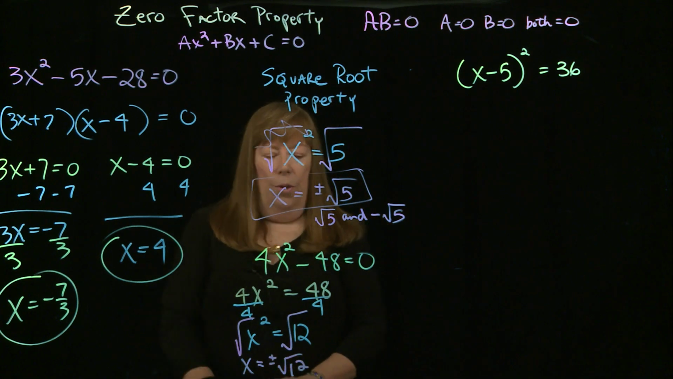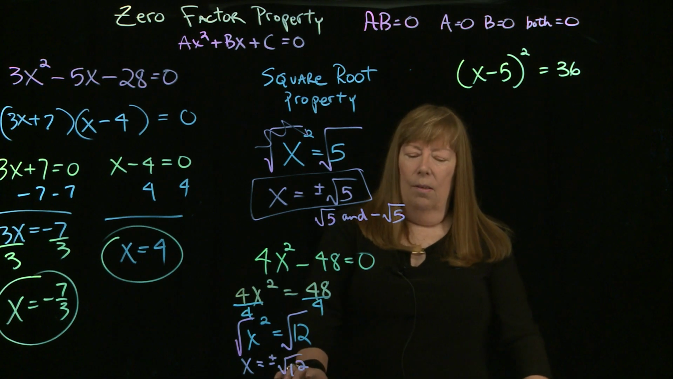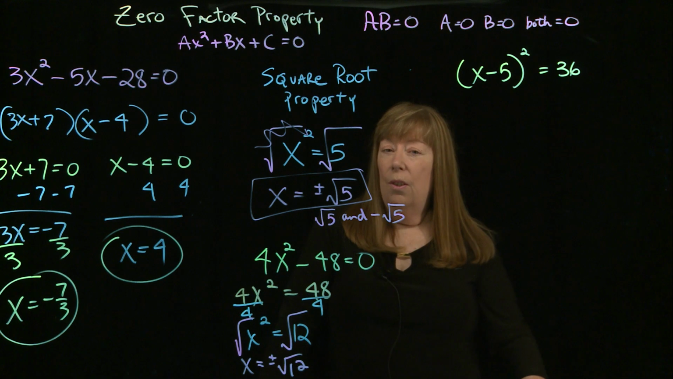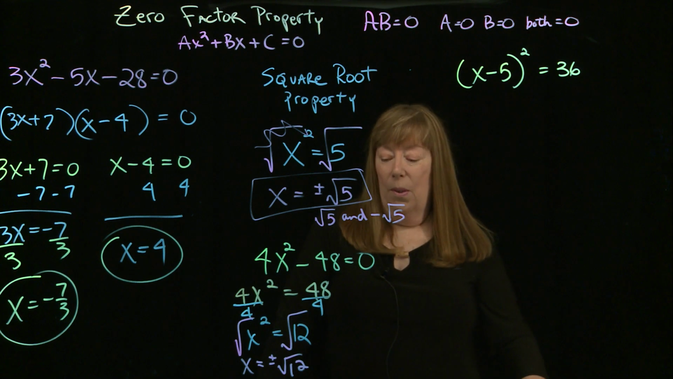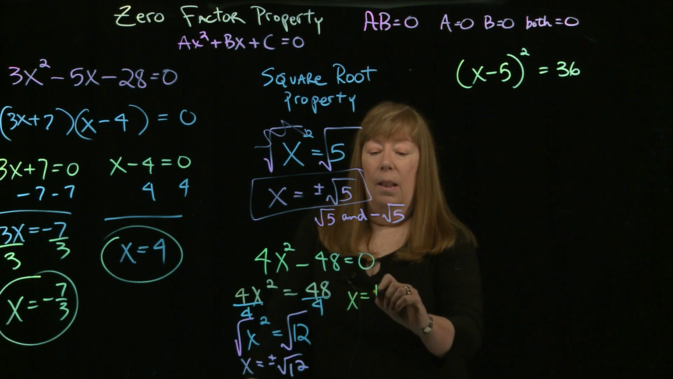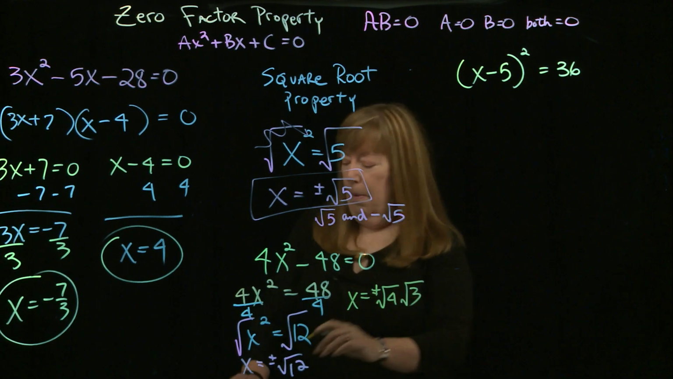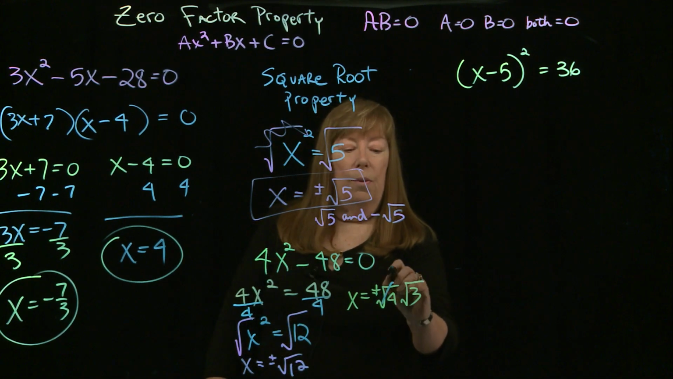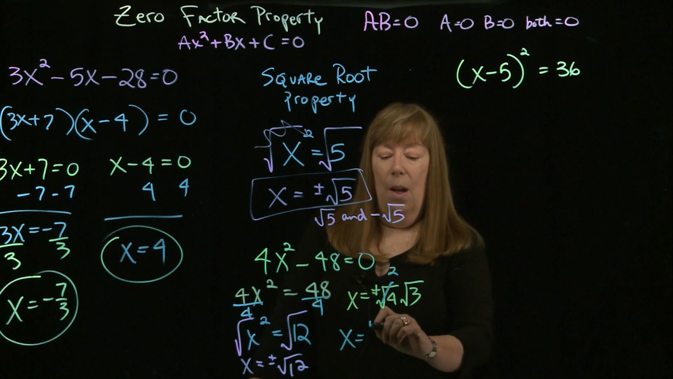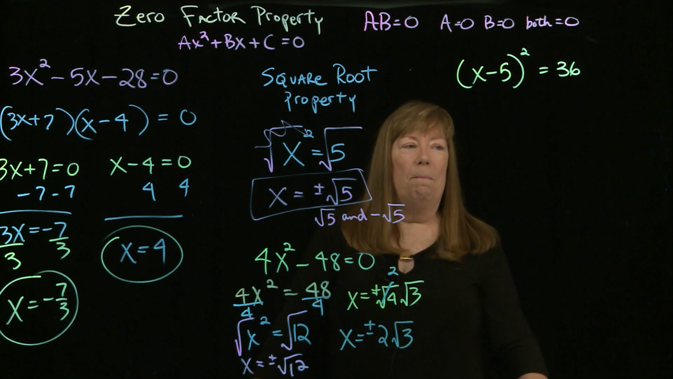So am I done, or is there something more I can do to this? Look at that square root of 12. Does it have a perfect square factor? It does have a perfect square factor. It's got a 4 in it, right? So let's say x equals plus or minus the square root of 4 times the square root of 3. And the square root of 4 is 2. So our final answer is x equals plus or minus 2 times the square root of 3. Excellent.